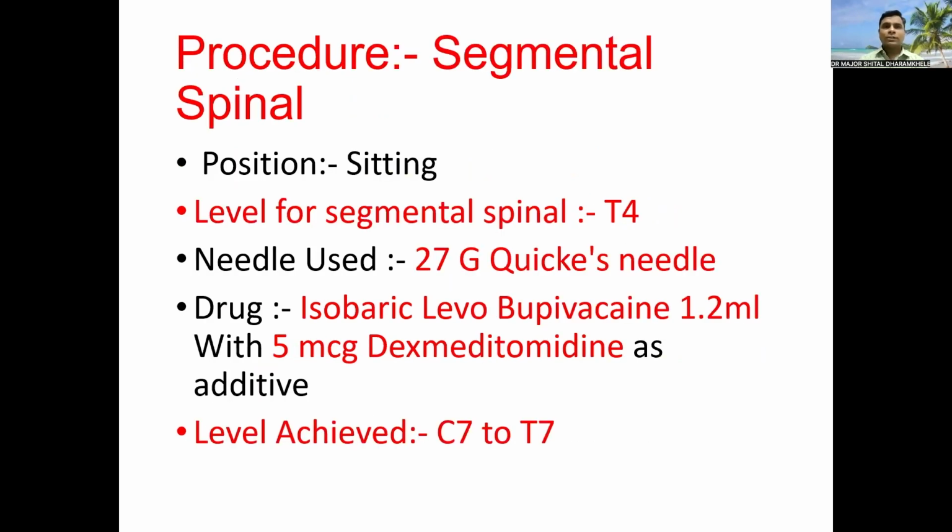The procedure was simple. The position of the patient before giving the segmental spinal was sitting. The level at which we gave it was T4. For the needle, we used a 27 gauge Quincke needle. The drug I used is isobaric levobupivacaine, 1.2 ml, with 5 mcg of dexmedetomidine as an additive. Thereafter, I achieved the level of C7 to T7.